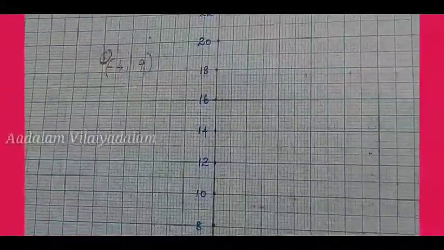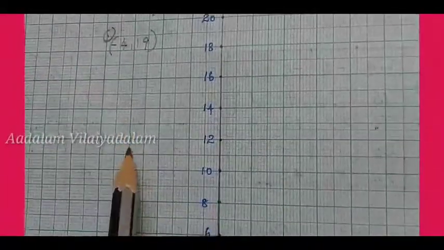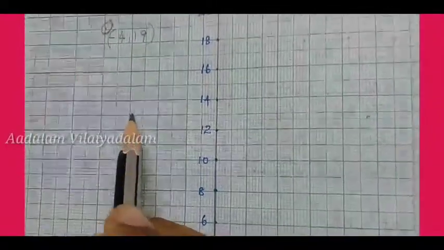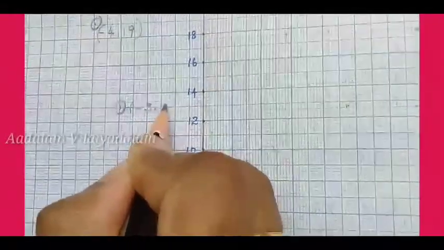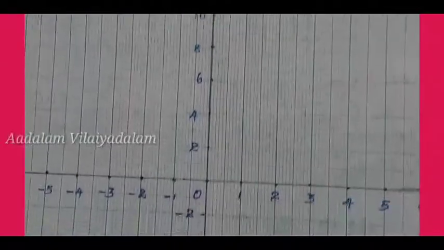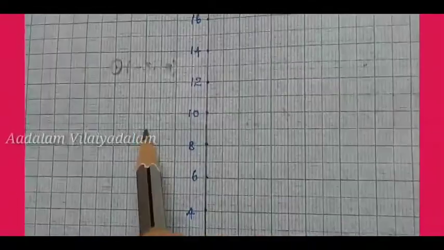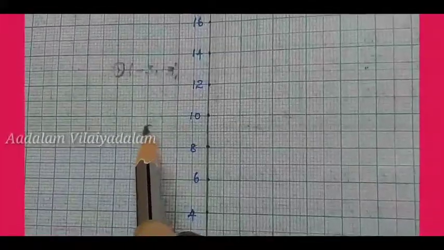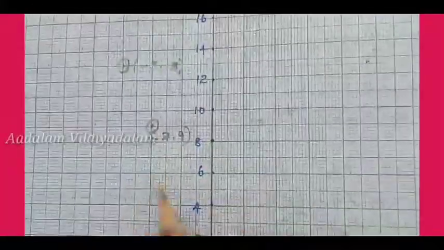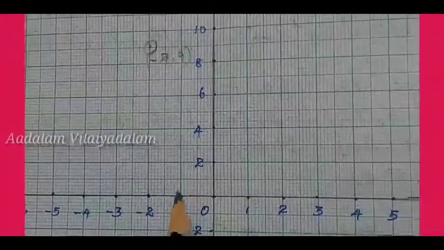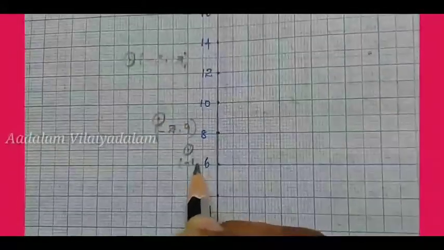The second point is minus 3, 13. This is minus 3, so minus 3, 13 here. Then the third point, minus 2, 9. So this is minus 2, and 9 here. Minus 1, 7. So minus 1, 7 here.